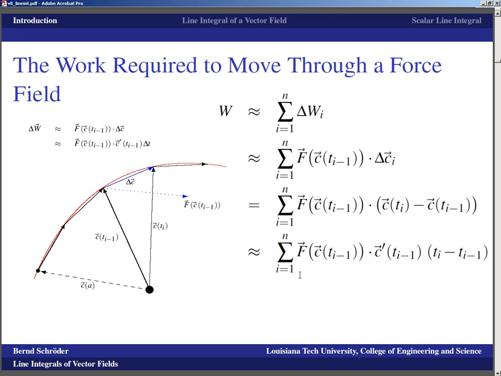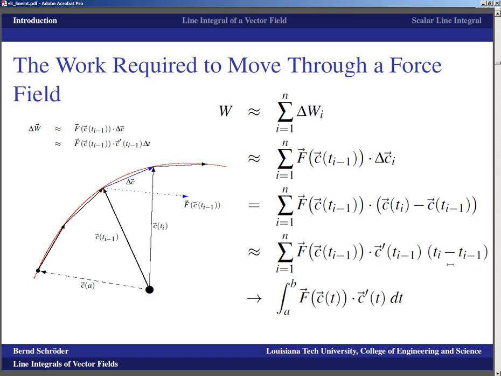And now we're seeing that this is a sum of little differences multiplied with a function that is evaluated at certain points that are related to these differences, because in this case we can see that this t_i minus 1 is this point in time, or this time, as well as this time here, and so that means what we have here is a Riemann sum.